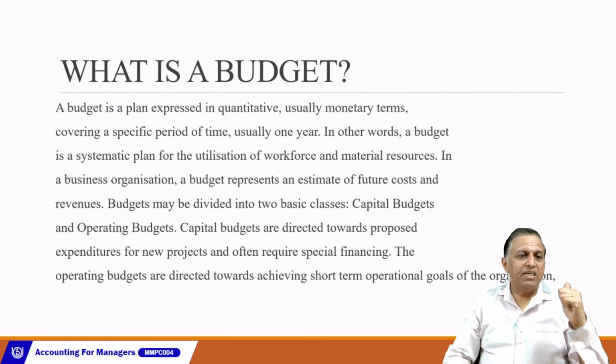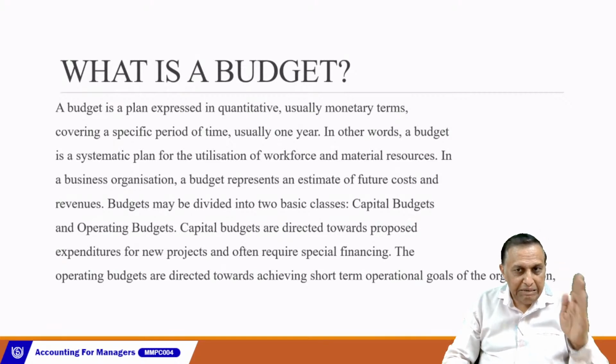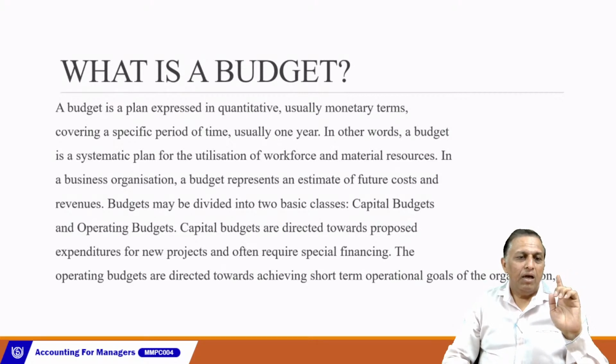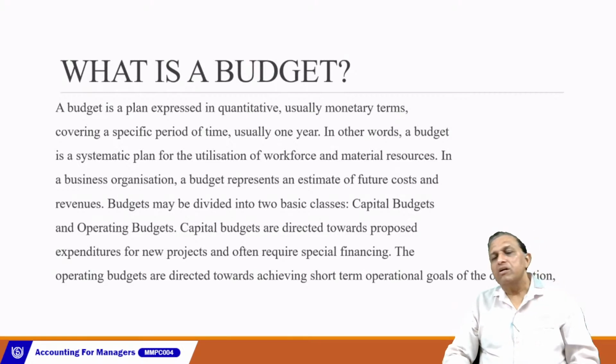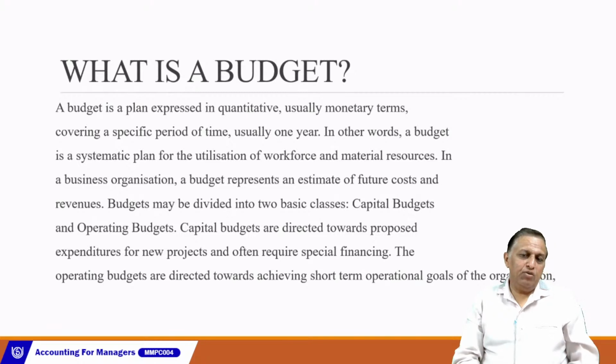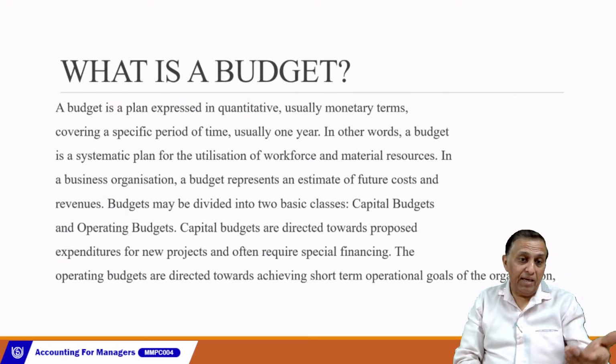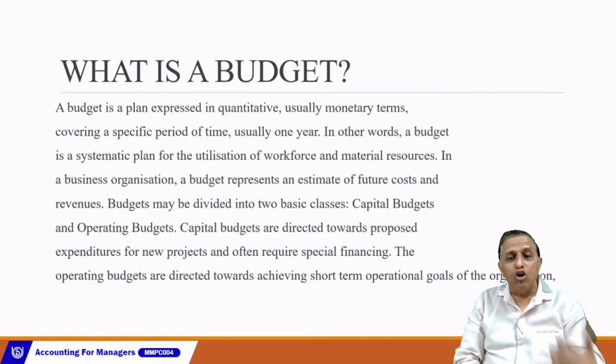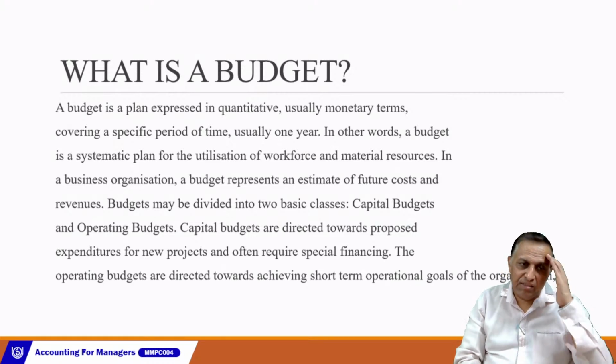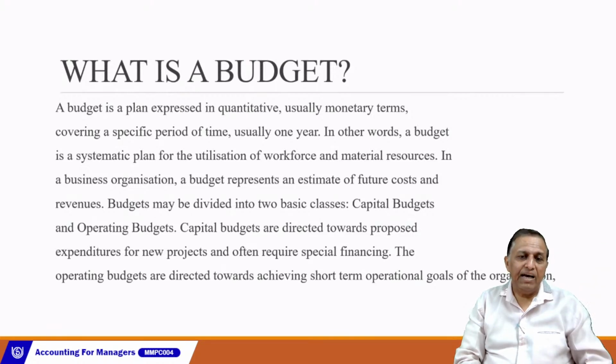In other words, a budget is a systematic plan for the utilization of workforce and material sources. In a business organization, a budget represents an estimate of future costs and revenues. Now, what I said is that you have to plan about your revenues, how much you are going to earn, how much funds you are going to raise, short term or long term, and how much cost you are going to incur so that at least you can think of your profits as well.